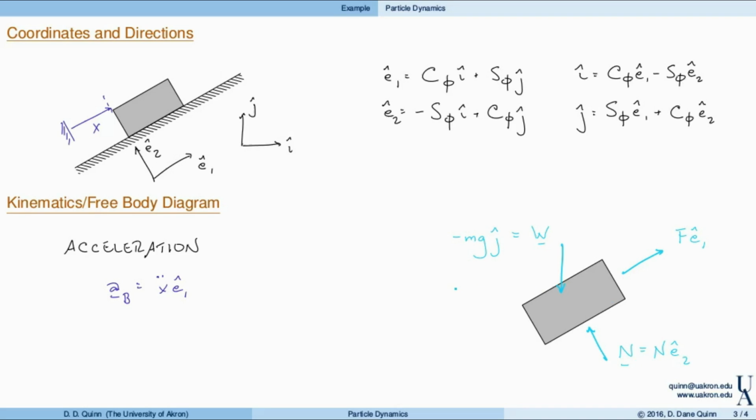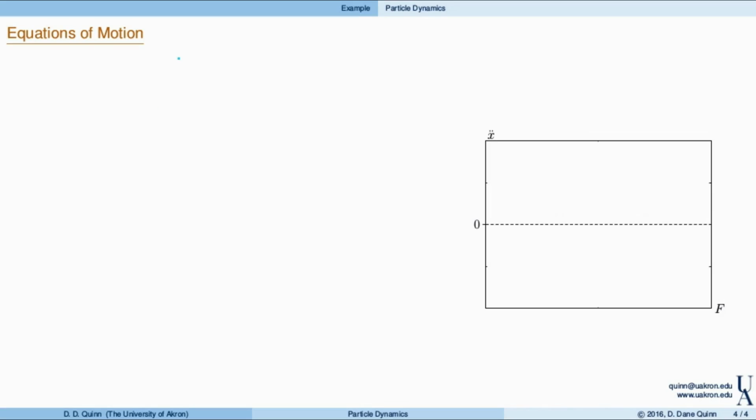And at this point, we are ready to apply the equations of motion. We have all the forces properly described. We have described the acceleration in terms of the coordinates. So now, let's look at the equations of motion. And of course, we'll use linear momentum balance, which is sum of the forces equals mass times acceleration.